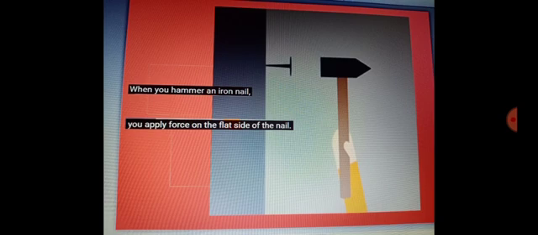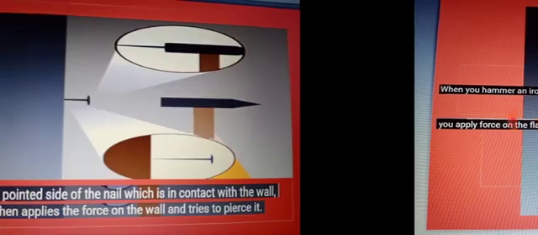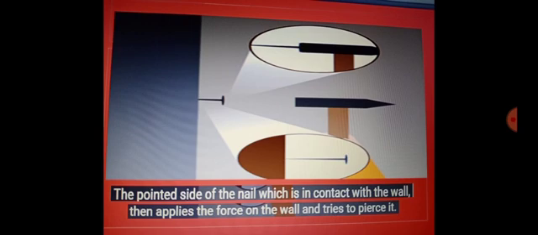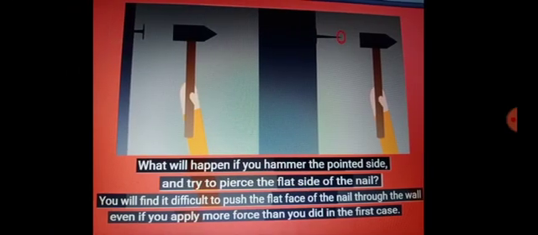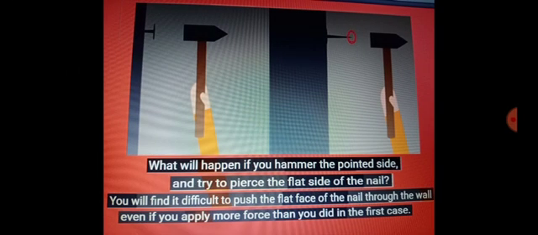When you hammer an iron nail, you apply force on the flat side of the nail. The pointed side of the nail, which is in contact with the wall, experiences pressure because of the force we applied. What will happen if you hammer the pointed side and try to pierce the flat side of the nail?